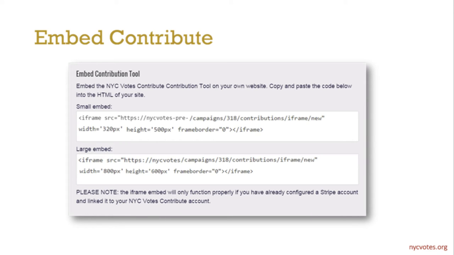Another feature of Contribute is that campaigns with existing websites can embed the tool on those sites. You have the option to select a small or large version of the tool, and you will need to consult with your web developer regarding which one you want to use. Any technical issues related to embedding the tool on your website must be resolved by your web developer. The CFB cannot provide technical assistance with campaigns' individual websites. However, the process is straightforward and simple, and you do not need to be a web developer in order to do this. Simply select the text for either the small or large embed and add it to your site's HTML.